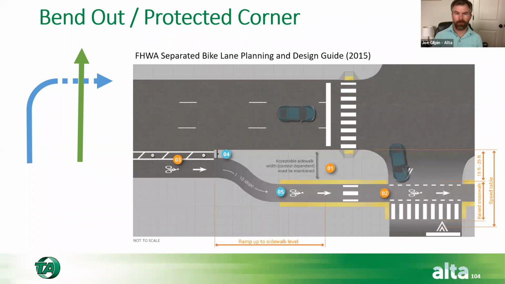And we'll talk a lot more about protected intersections, but we'll get into some of the elements that make them important right now. This is a graphic from the 2015 FHWA separated bike lane planning and design guide. So this is what we might be able to use for class 4s, but this could also have relevance to any class 2 that exists, where you're just trying to do something better at the intersection.